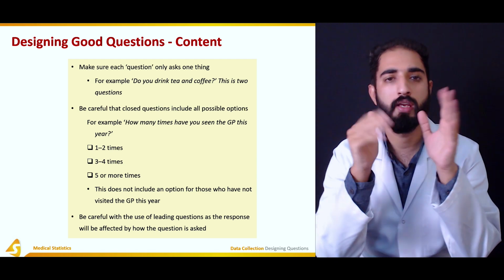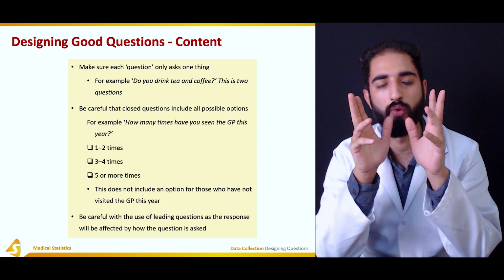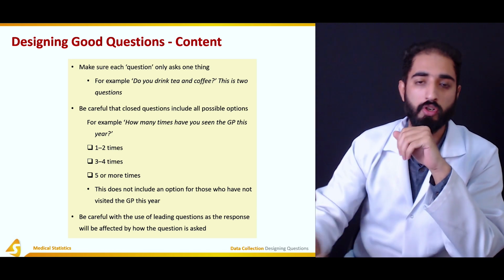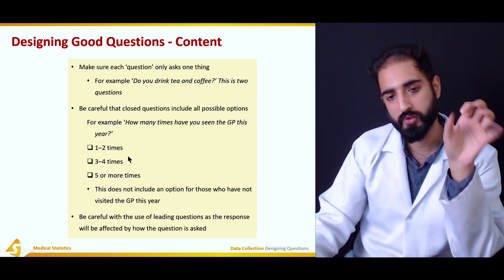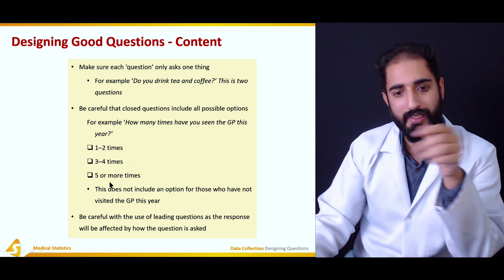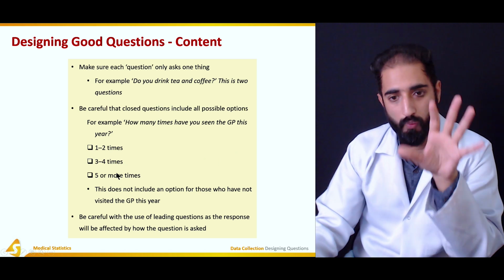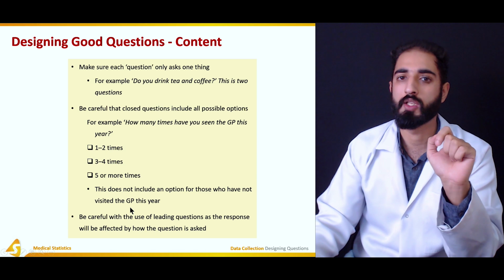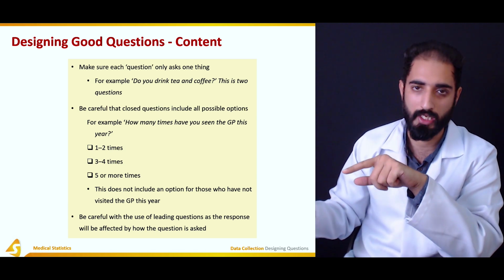Second, be careful that close-ended questions include all possible options. For example, how many times have you seen the general practitioner this year? 1 to 2 times, 3 to 4 times, 5 times or more. But there may be a person who hasn't visited the general practitioner this year. You need to include that option as well, otherwise you miss out on that important data.